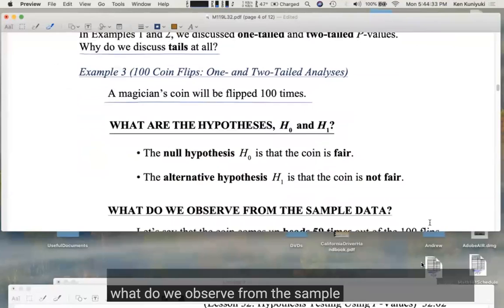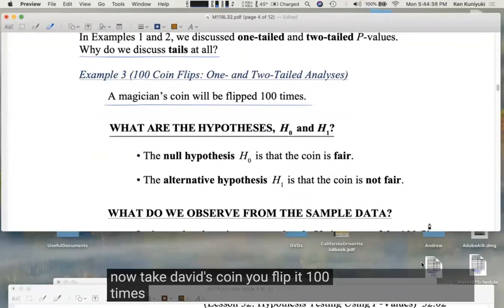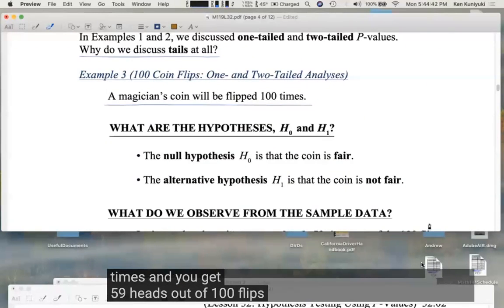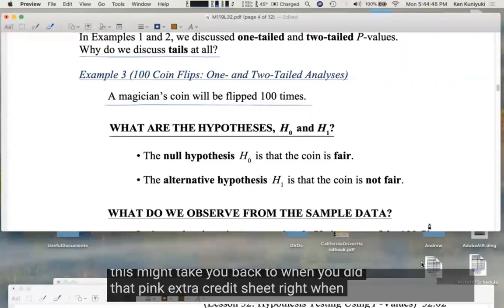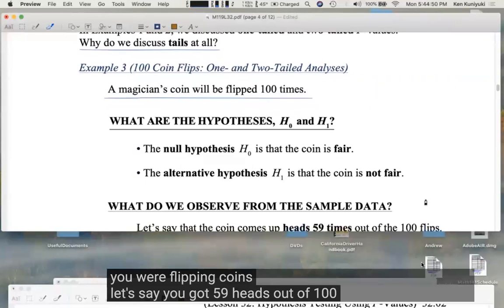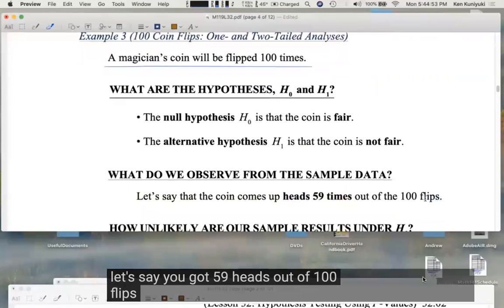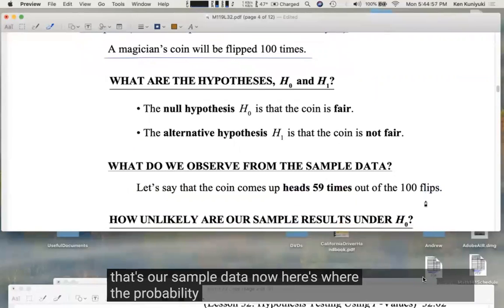What do we observe from the sample data? Let's say you now take David's coin, you flip it 100 times, and you get 59 heads out of 100 flips. This might take you back to when you did that pink extra credit sheet, right? When you were flipping coins. Let's say you got 59 heads out of 100 flips. That's our sample data. Now, here's where the probability comes in.